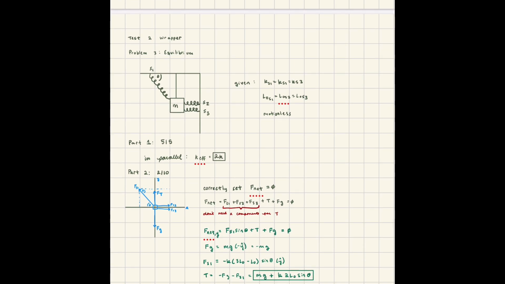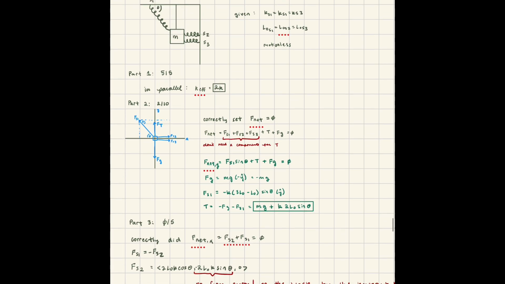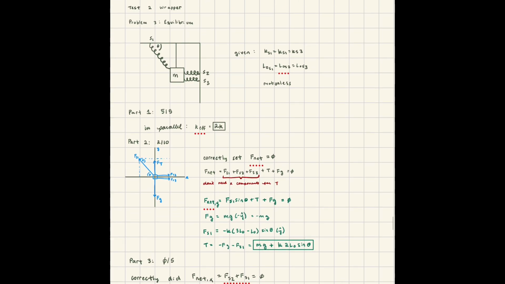Because they're in parallel, I did correctly say that K would equal 2K. So that was 5 out of 5 points. The next part is what I did pretty bad on. I got 2 out of 10 on this.